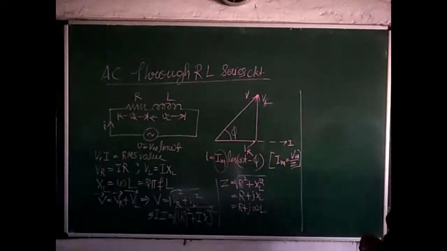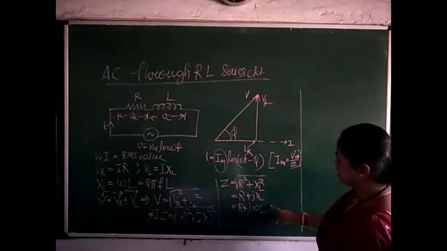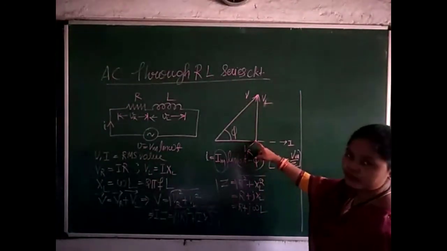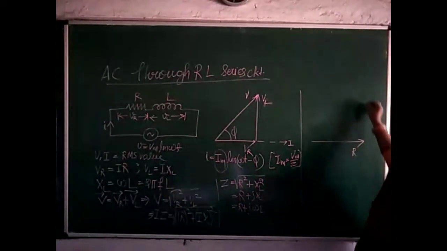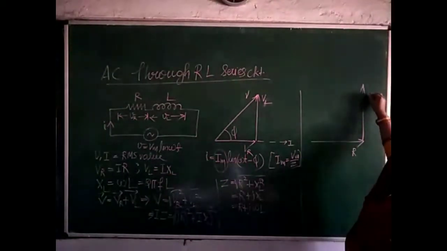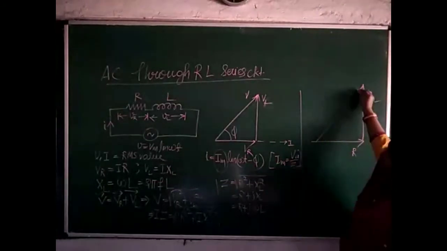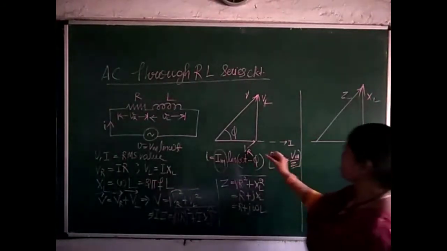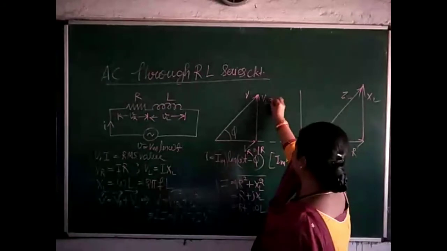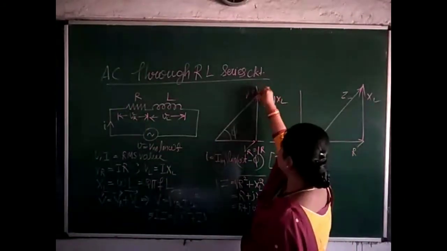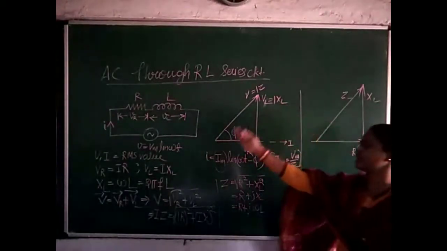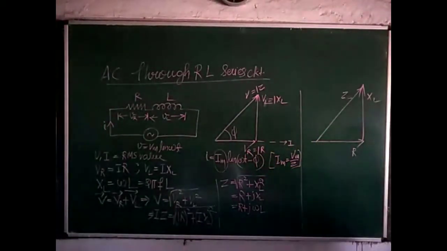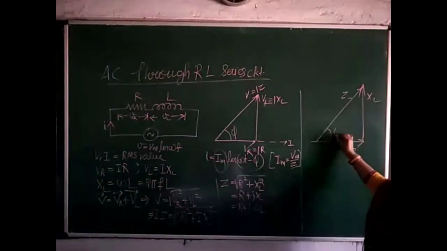Clear students? Now I draw the impedance triangle from this equation. Here, by referring to this voltage triangle, this axis is the R resistance, this one is the XL, and this one is the Z, because you know that it is I into R, I into XL, and this one is I into Z. Just cancel out the I terms. So whatever triangle this is now, it is the impedance triangle. This angle is phi.